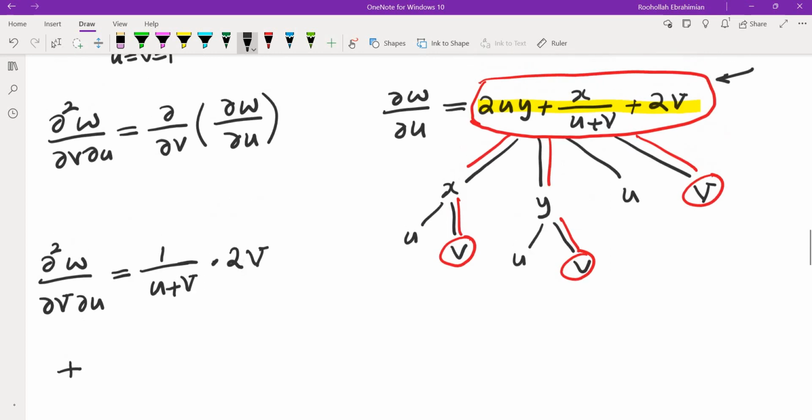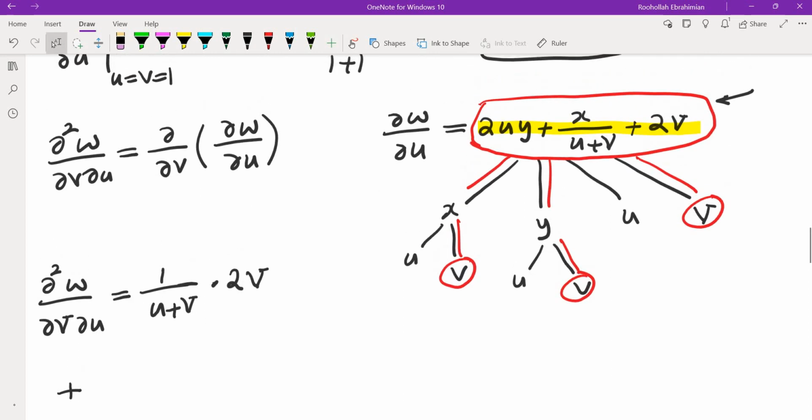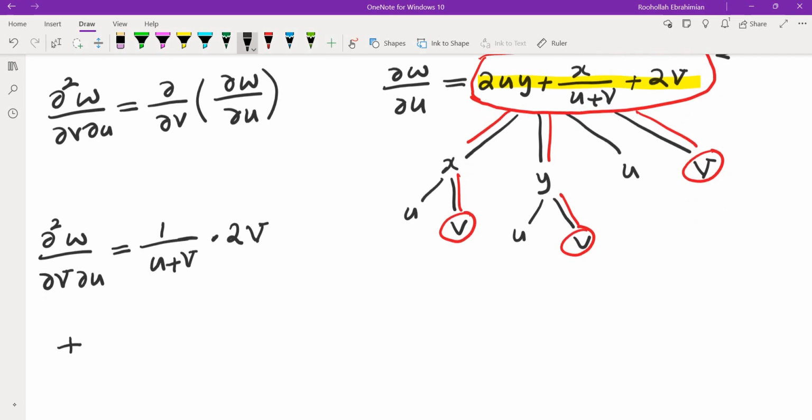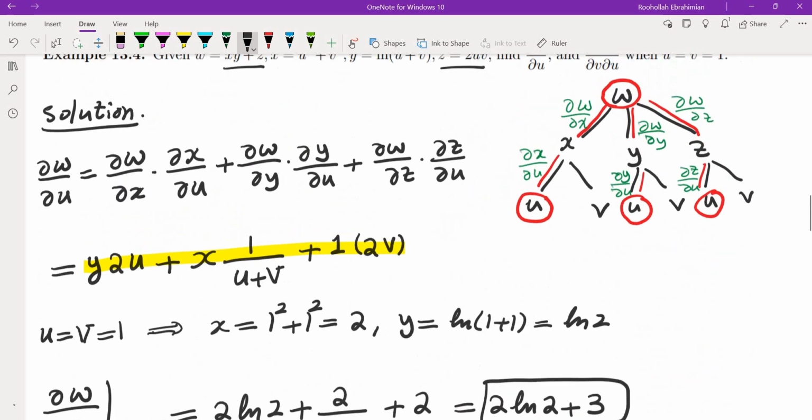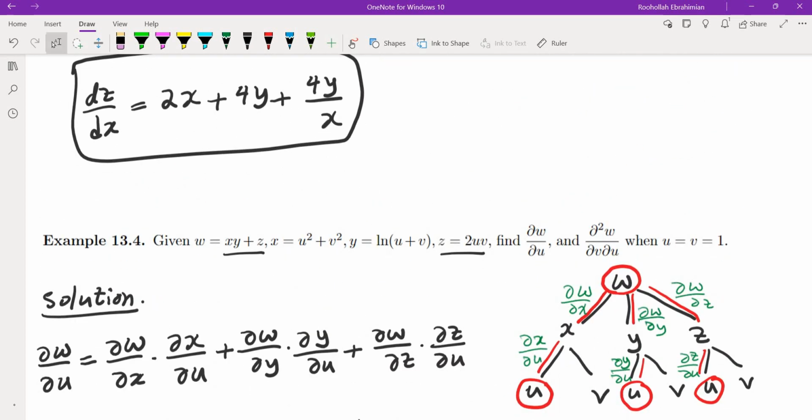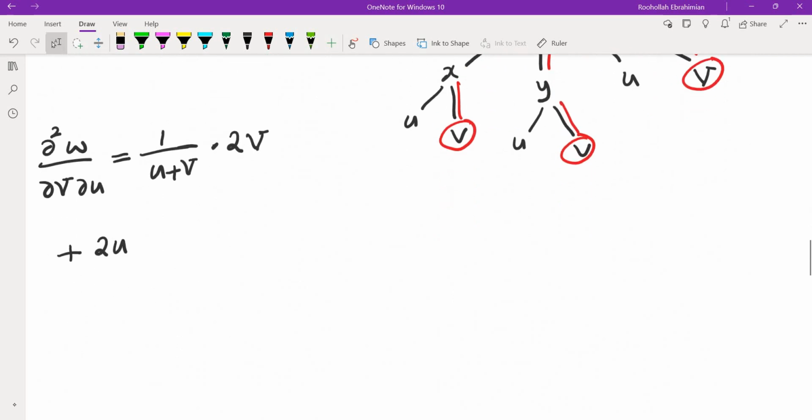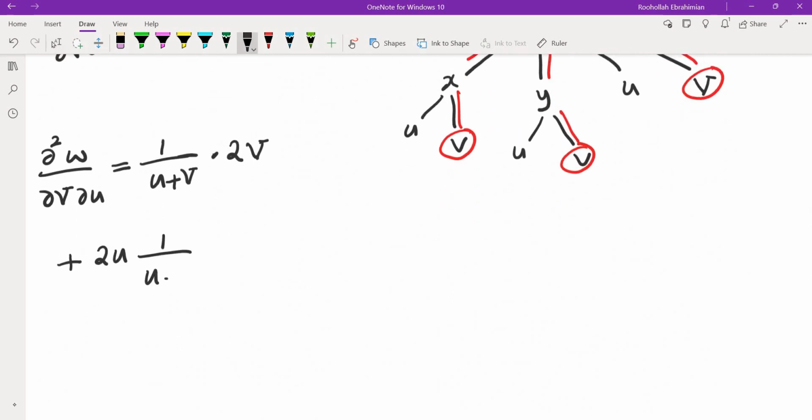Plus, next one is partial of that with respect to y. Well, partial of 2uy with respect to y is 2u. X over u plus v is 0. 2v is also 0. Then we'll have to find the partial of y with respect to v. Well, y is given as natural log of u plus v. So that would be 1 over u plus v.